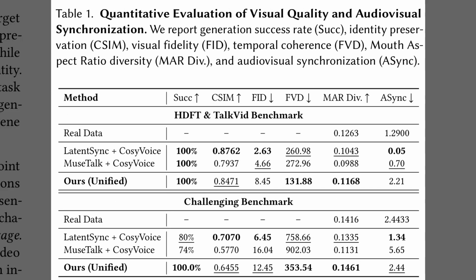Alright, while the previous table covered audio, Table 1 assesses the visual quality and synchronization. Looking at the challenging benchmark section at the bottom, the difference is stark. Modular baselines like LatentSync struggle here, with success rates dropping to 80 or 74% because their face detectors fail on complex inputs. In contrast, the unified model maintains a perfect 100% success rate. Furthermore, the FVD scores, which measure temporal coherence, show that the unified approach produces much smoother video, cutting the error score nearly in half compared to the competitors.